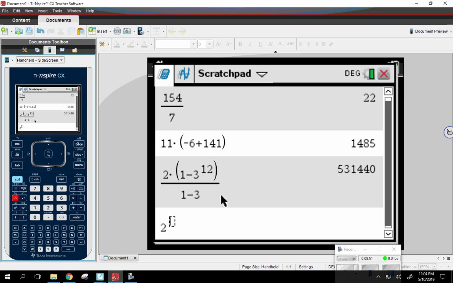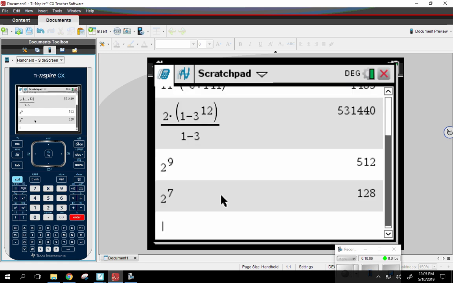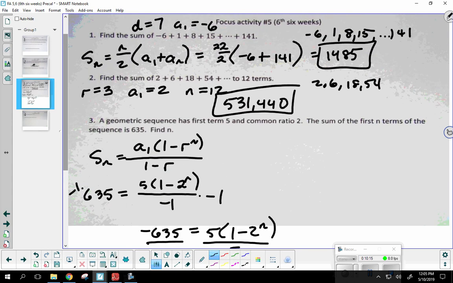Let's try one. 2 to the 9th? No. 512. So a little high. Well, see, if the 9 gave me 512, so we want to go down. So 2 to the power of 7, 128. There we go. Okay. So how many terms did we add up to get 635? There would be 7.